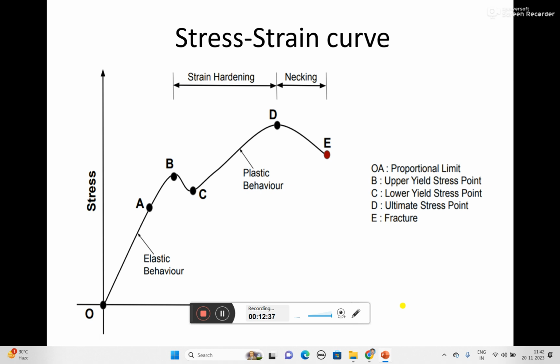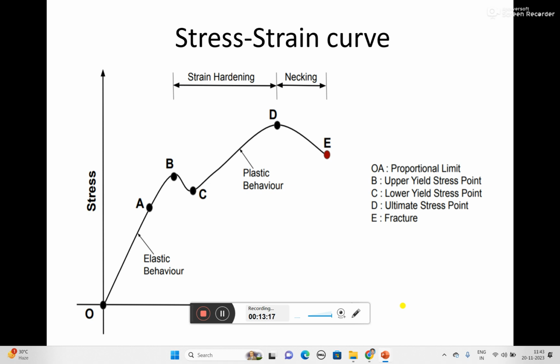After this point D, the initiation of necking starts inside the material. Once the necking has started, as we keep increasing the load on that material, at one particular stage, at point E, the material fractures or breaks. That particular point we call the fracture point or breaking point. So these are some important points or zones.